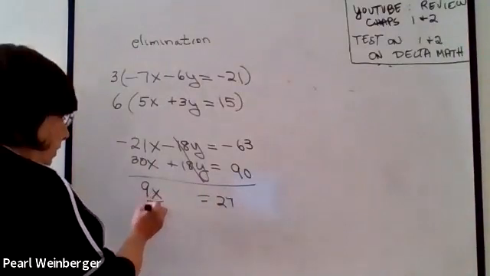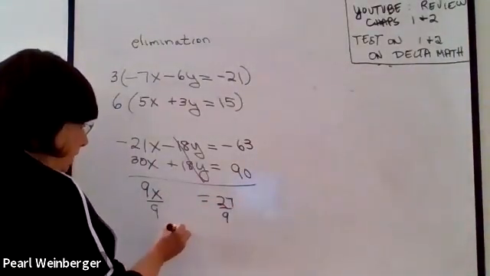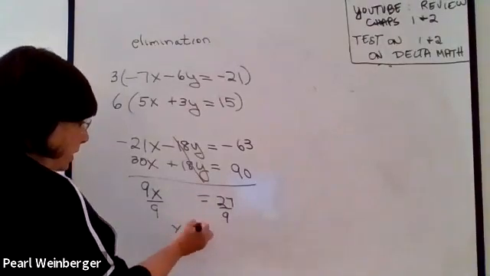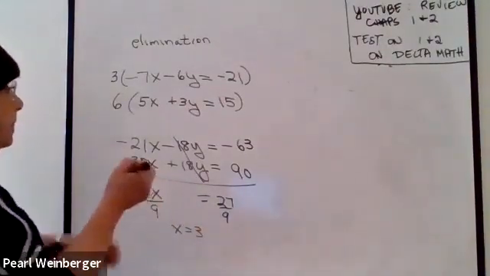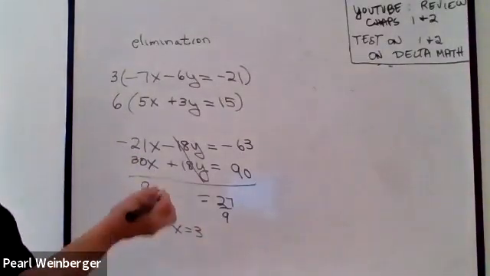Now I divide by 9 on both sides. And that will give me x equals 27 divided by 9, which is 3. I've now figured out what my x is. I want to go find out what my y is.